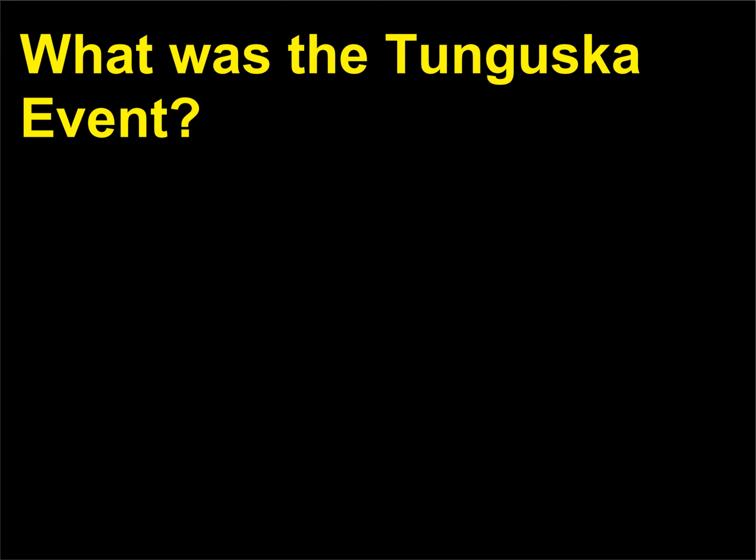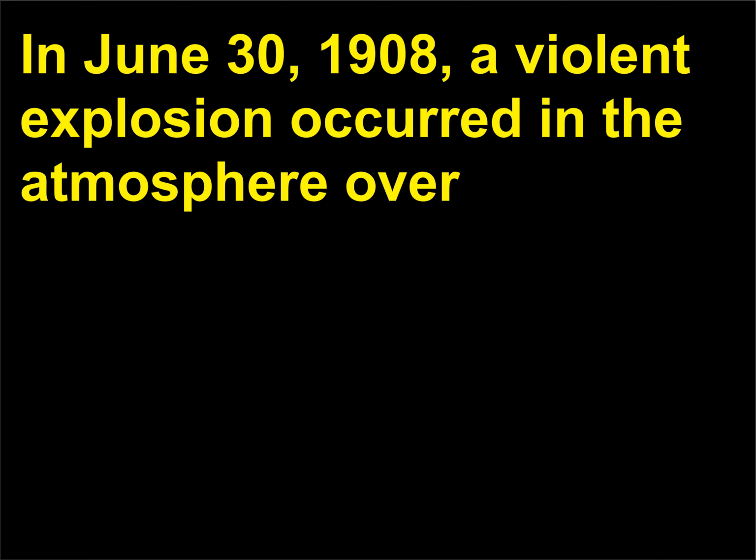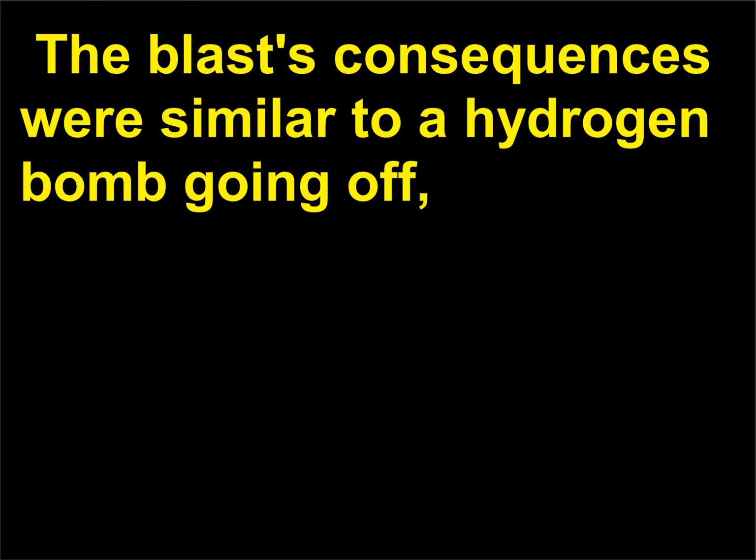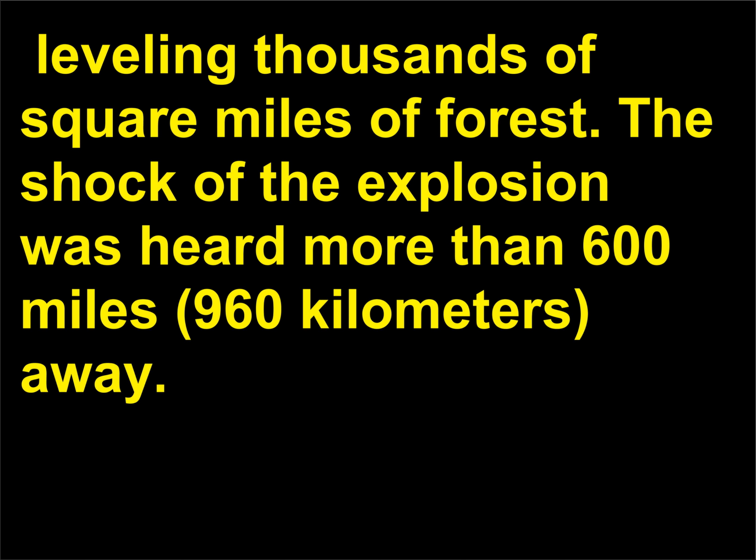What was the Tunguska event? On June 30, 1908, a violent explosion occurred in the atmosphere over the Podkamennaya Tunguska River in a remote part of central Siberia. The blast's consequences were similar to a hydrogen bomb going off, leveling thousands of square miles of forest. The shock of the explosion was heard more than 600 miles, 960 kilometers, away.